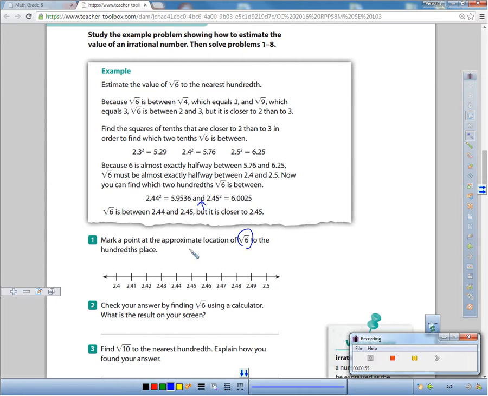So when you plot that, you're going to go ahead and say, okay, that it should be right around here, and you can have it anywhere in here. It's really close to 2.45.